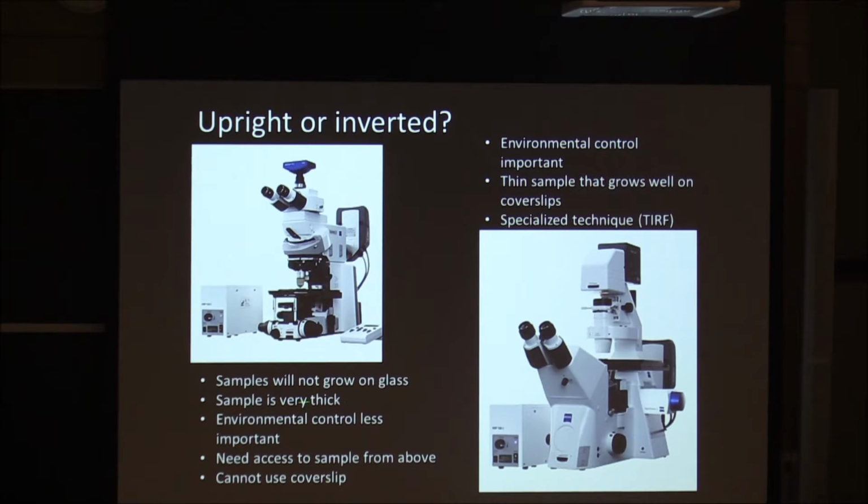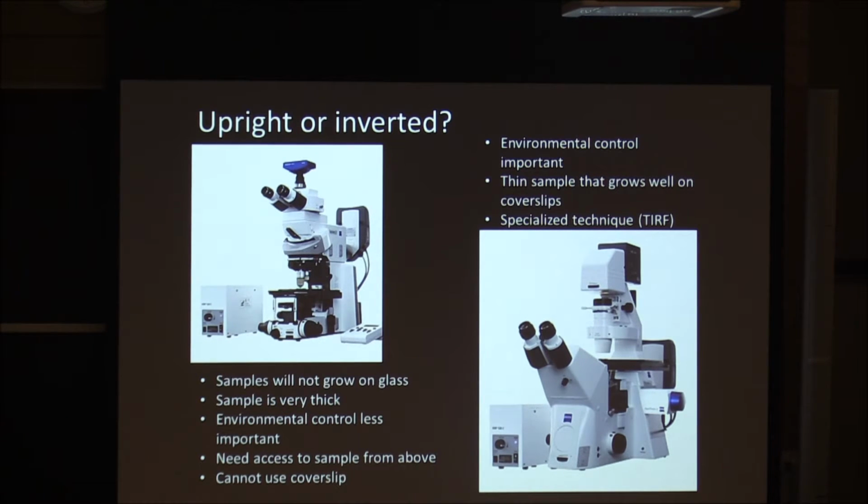If you have a really thick sample, you can now start working with, you can't really see this very well, but some of these water dipping objectives that have nice long working distances. Something that you can't get, a very long working distance, high resolution objective, on an inverted microscope. So if your sample is very thick, this is often a good idea.